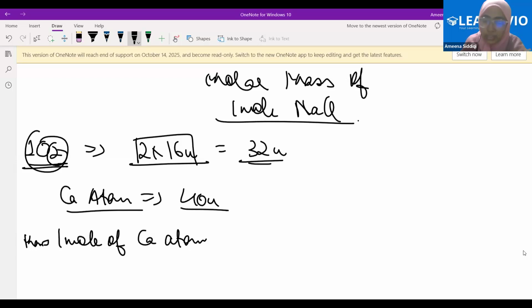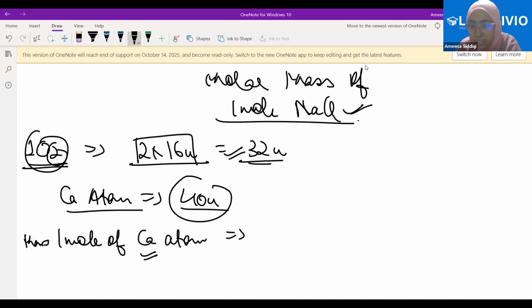I already told you in the beginning, we can measure anything with the mole. We can also measure the atoms, the ions, and the molecules. In this case, we were measuring the molecules, right? 1 mole of NaCl, which is a molecule. In this case also, we'll be measuring 1 mole of O2, which is a molecule. Here I'm measuring 1 mole of calcium atom, which is an atom. I hope that is clear.